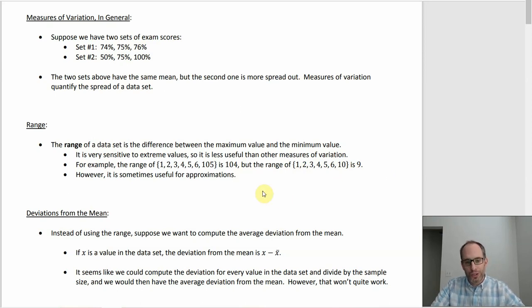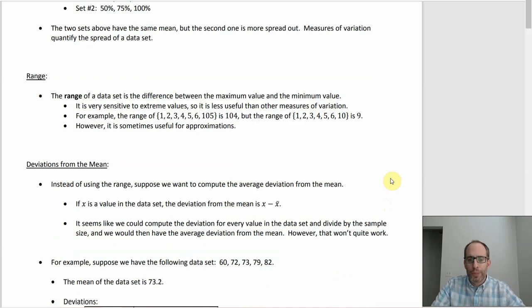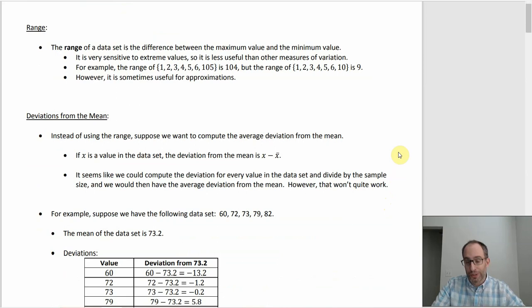There are situations where you actually use the range to approximate other things, and that's typically what it's used for. I'm not sure if we're going to do that or not. If we are, it won't be for at least a couple more sections. We'll have to see.